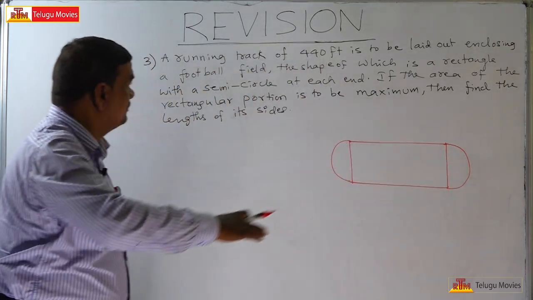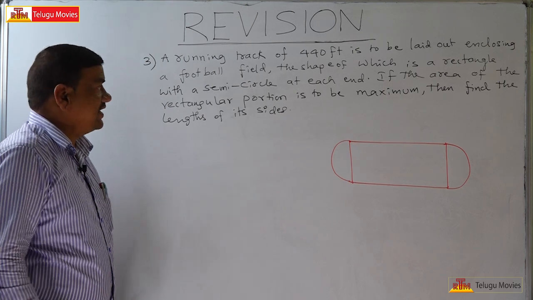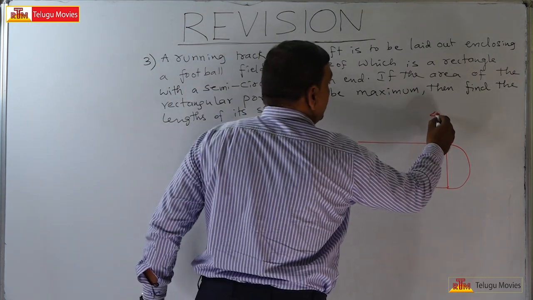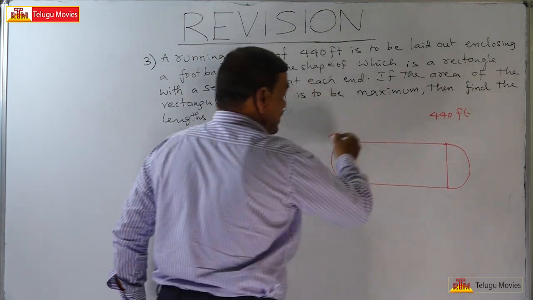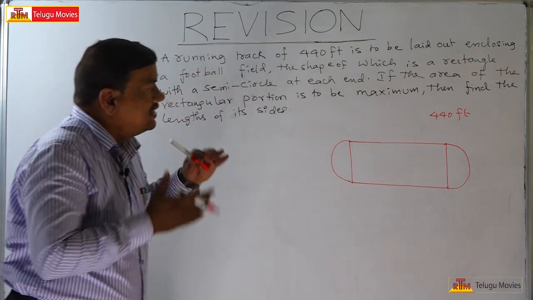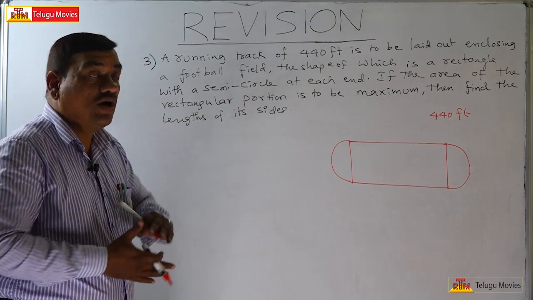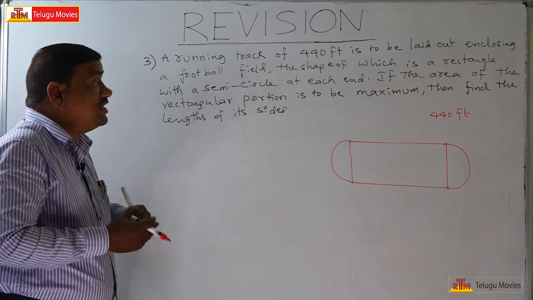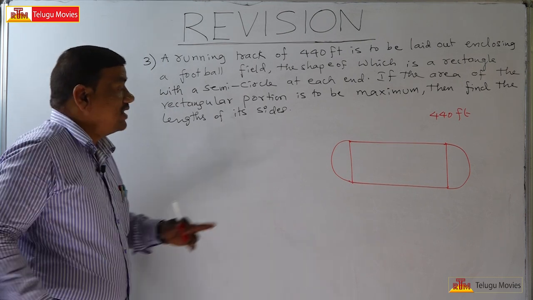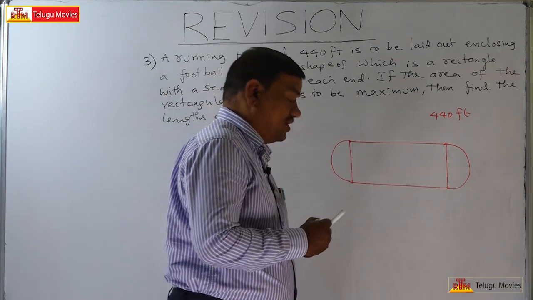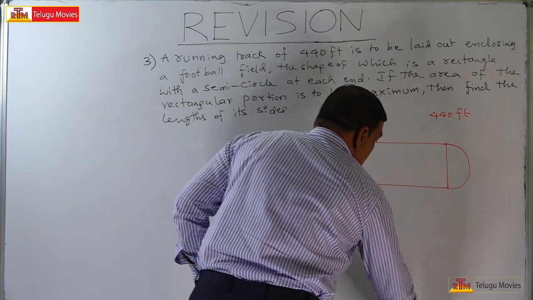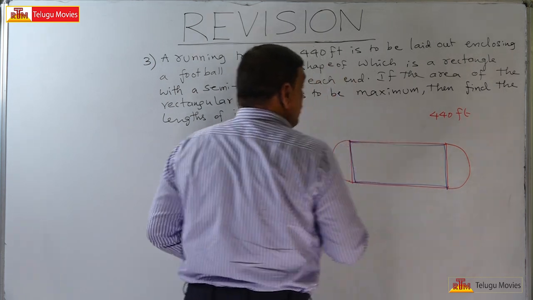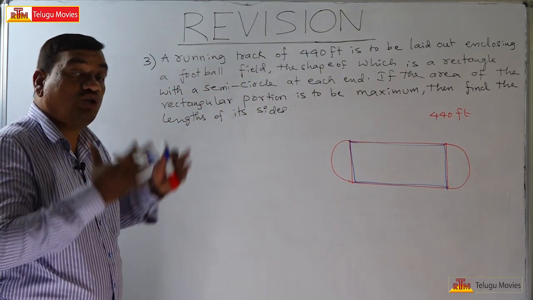This is the running track. Total circumference is equal to how much? 440 feet. Such a type of running track we have to lay out. If the area of the rectangle portion is to be maximum, the area of the rectangular portion, this area, should be maximum.